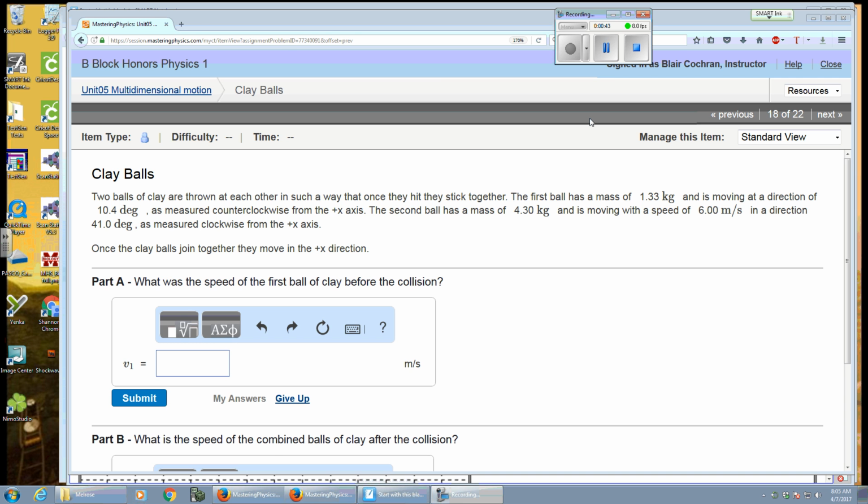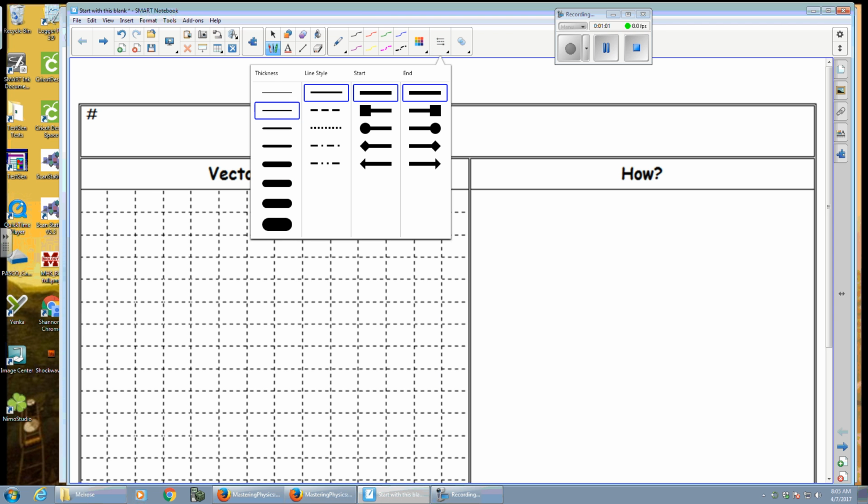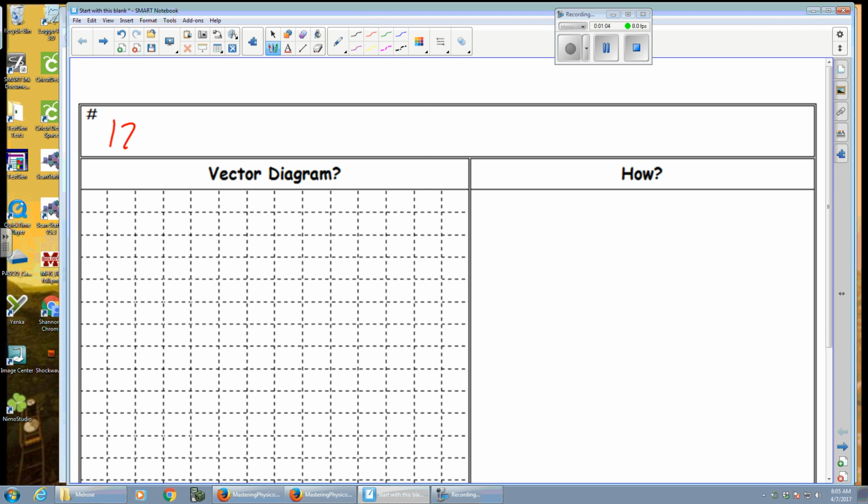That's our key concept. I pulled up a vector diagram sheet just because I'm going to have some things to say, but I'm also going to have a lot of drawing to do. So I thought the grid would help me. So I'm going to start off with number 18. Momentum is conserved in both x and y. Inelastic collision.